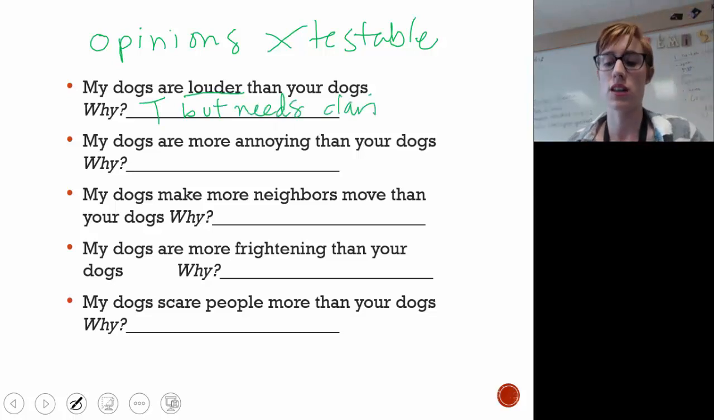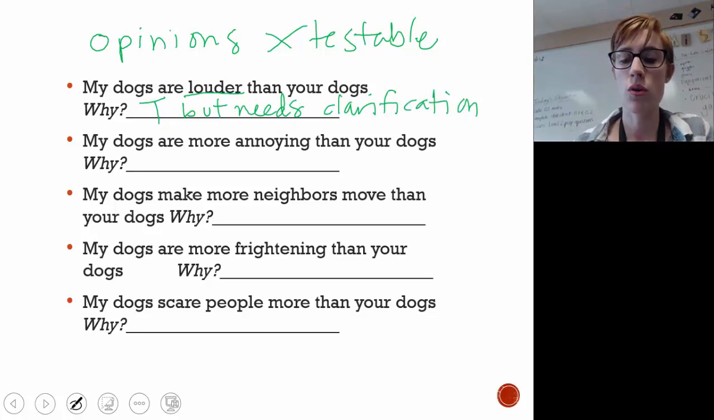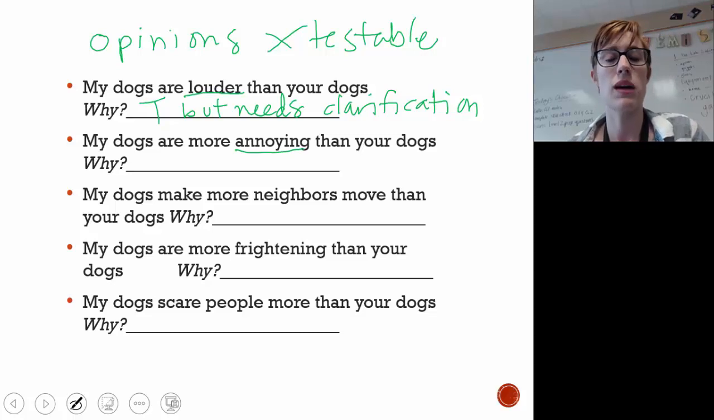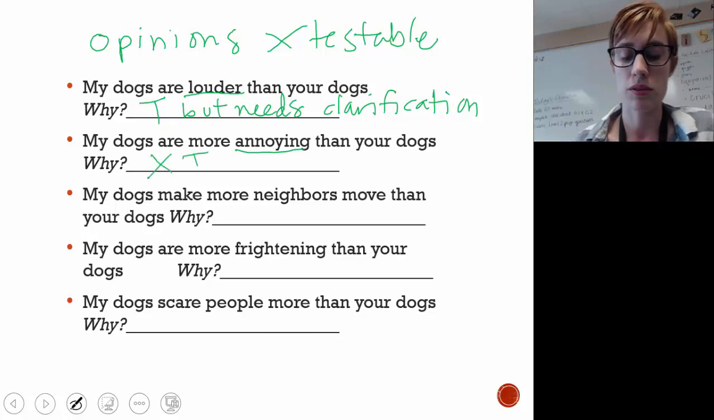What about the next one? My dogs are more annoying than your dogs. Well, annoying isn't something that we can actually test. We can't get a number on how annoying something is, okay? If I decided to make an annoying scale from 0 to 10, that would be my opinion, right? So since this is an opinion, it's not testable, okay?